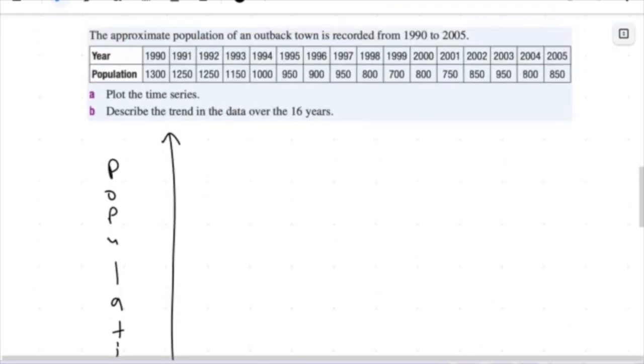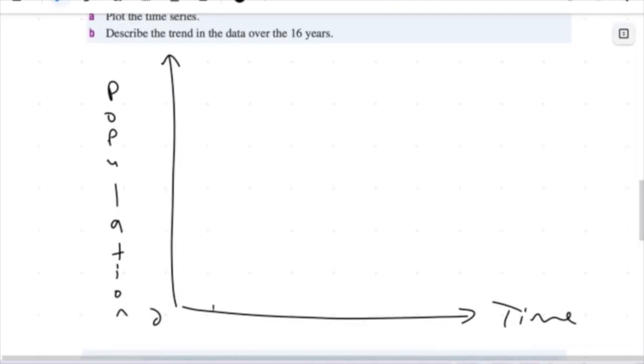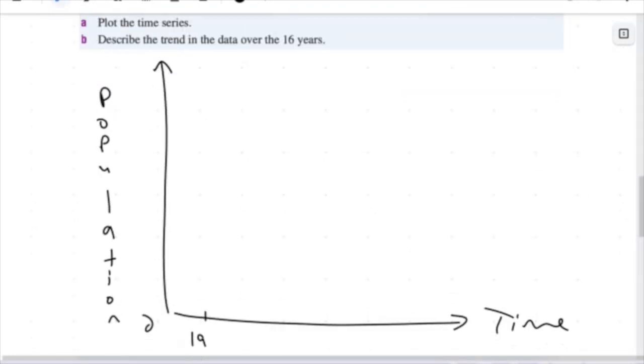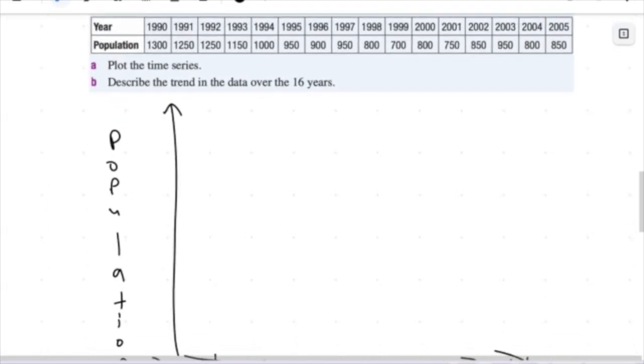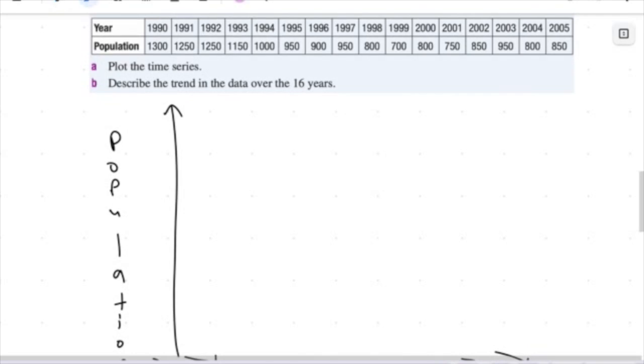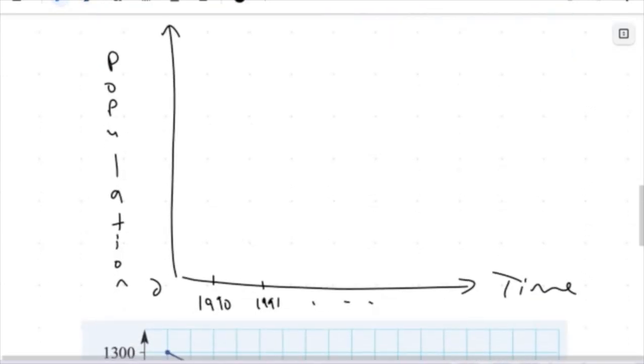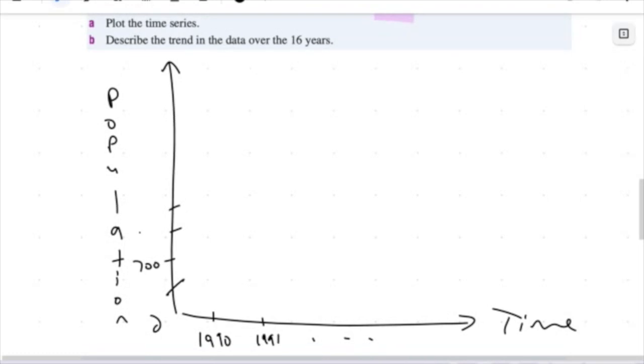Okay, so we're going to start at 0, and basically we're just progressing through the years. So we've got 1990, 1991, etc. And we have our population here. So our lowest value is going to be 700. So let's just start with 700 here. And this obviously isn't fully to scale, so we're going to just draw this little line through to say that this is a broken scale. So we jump from 0 straight up to 700. And we're going to plot the next time, so that's 750.